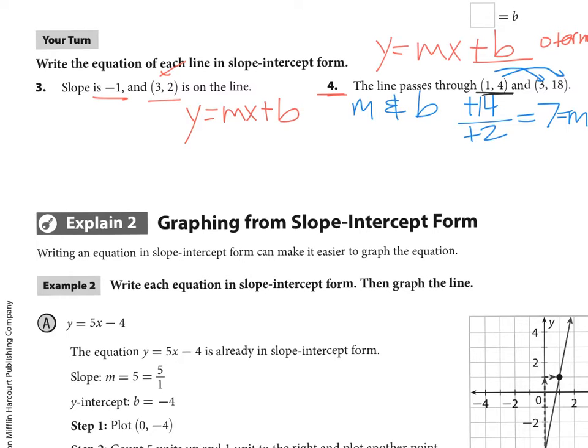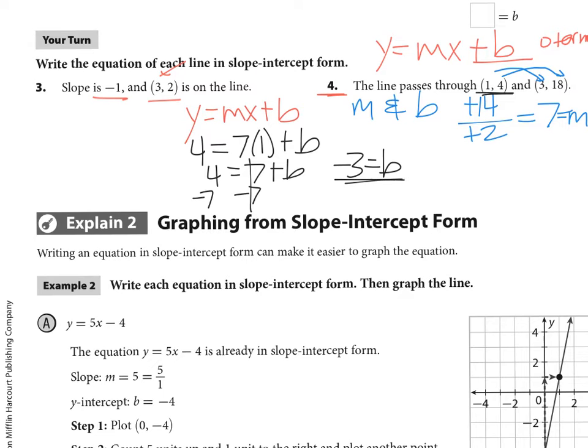If I could avoid it, I would avoid points that have fractions. I would avoid points that have negatives. Now, does that mean you can always do that? No, sometimes that's all you've got, but if you can, try to do that. Okay, so what is y here? What am I plugging in for y? 4. M is 7. What's my x? 1. And then plus b. Solve your equation. 4 equals 7 plus b. Subtract 7 from both sides. And I get negative 3 is b.